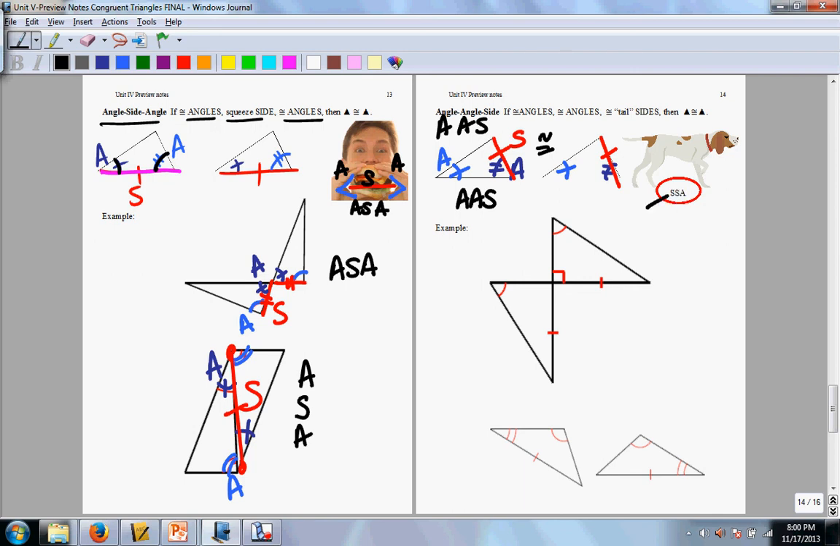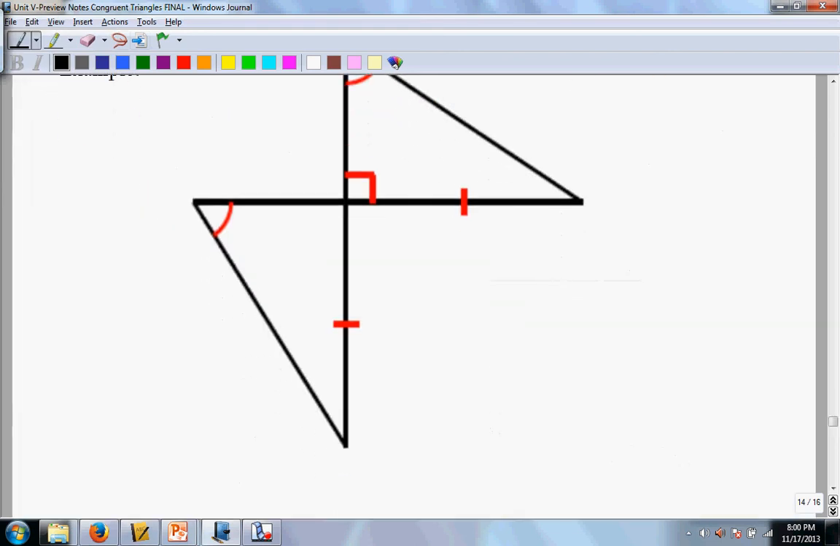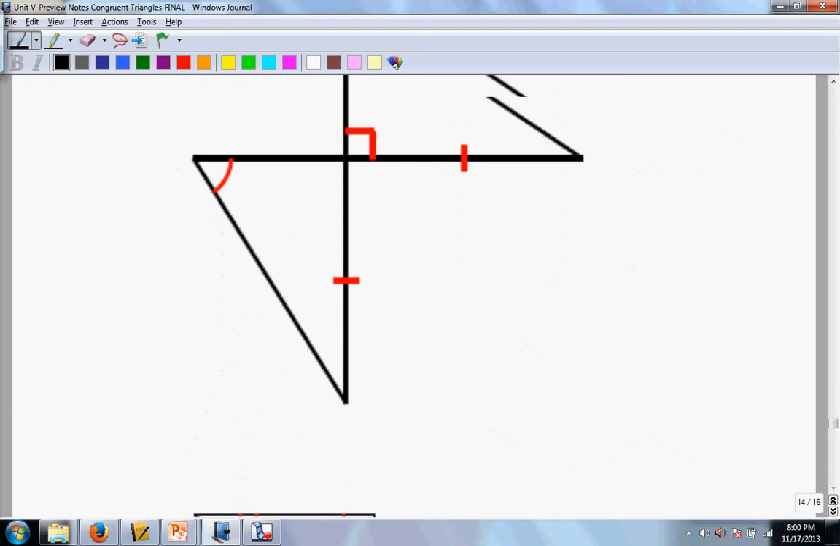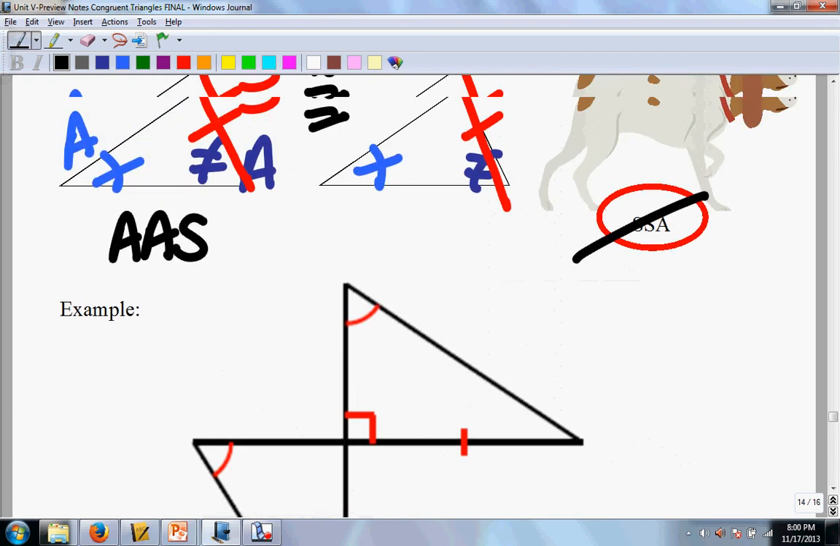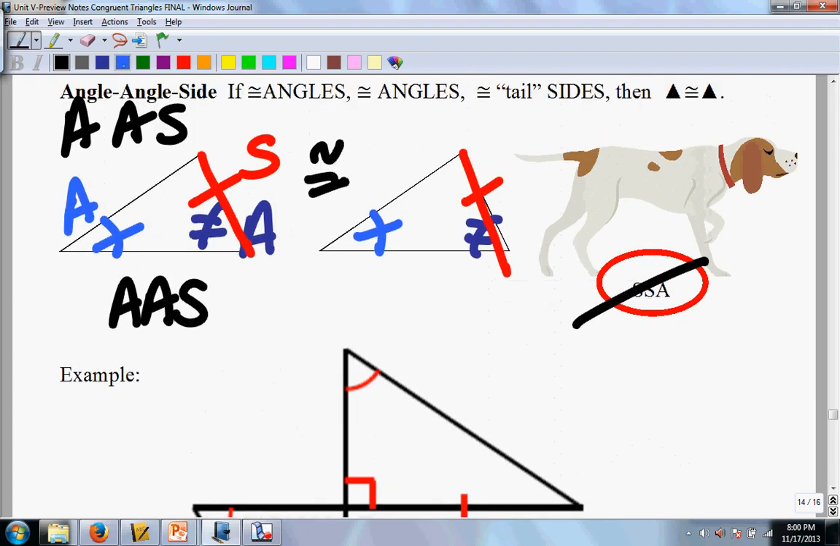There is no side-side-angle. That is not a correct shortcut for congruency. So on the left we have the hamburger, what I call angle-side-angle. On the right, I call this the tail. So if you can visualize this, if you have a pair of angles, like a nose, another pair of angles, a rear end, and then a side, this is angle, angle, and then a side. I call that the tail.